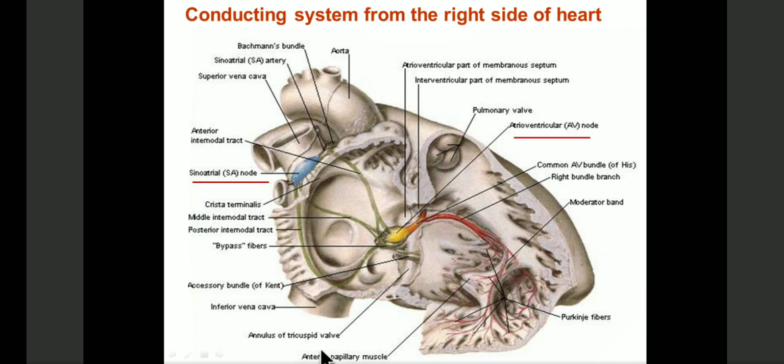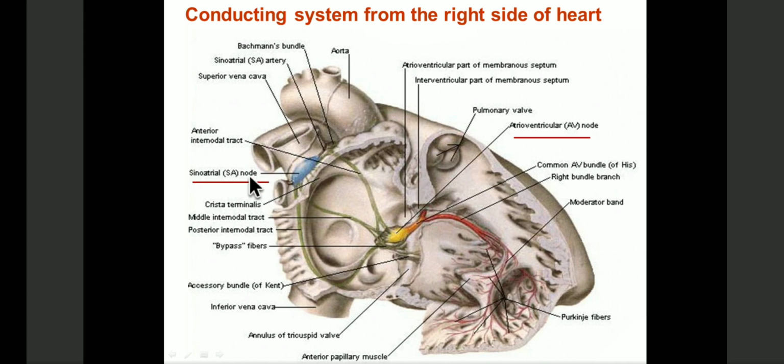If you look at this open right atrium, this is the location. This is the right side of the heart, left side of the heart. The whole atria and the ventricular system are open. This is the right atrium, right ventricle, left atrium, left ventricle. The left atrium is not open on this surface.